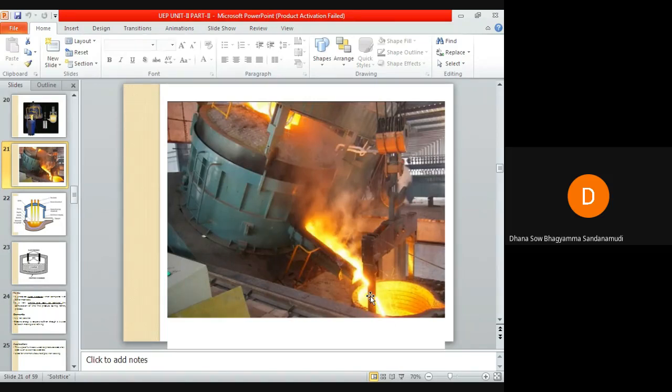So the usual size of this direct electric arc furnace will be around 5 to 10 tons capacity. For melting 1 ton of steel, you need 1000 units of energy. Electrical energy required is around 1000 units, and usually the capacity of this furnace will be around 5 to 10 tons.